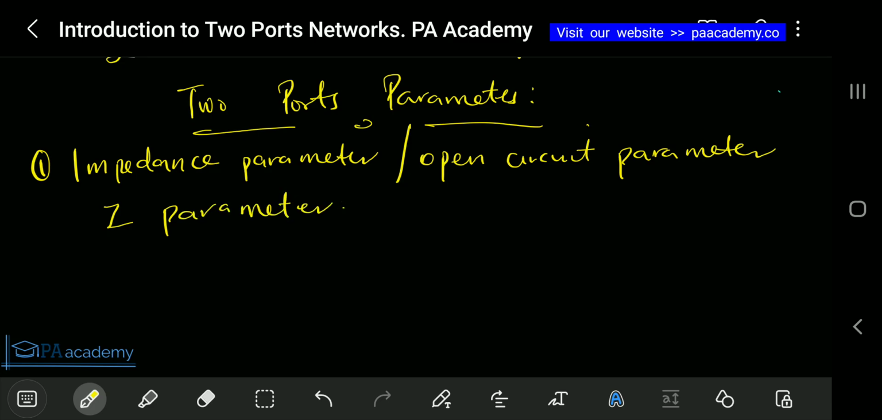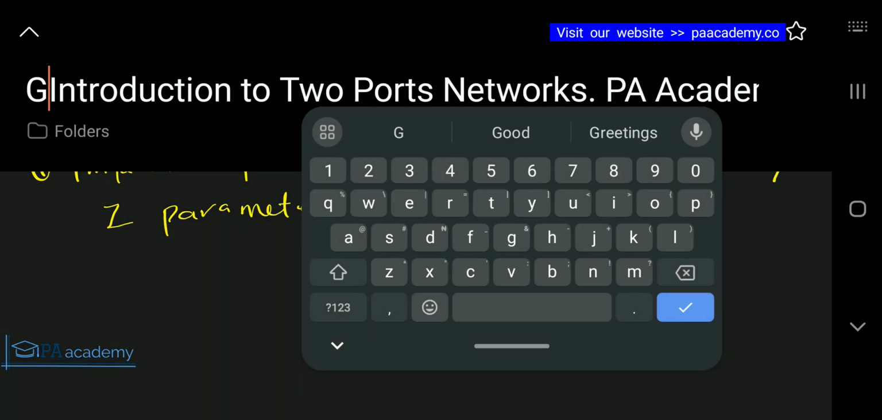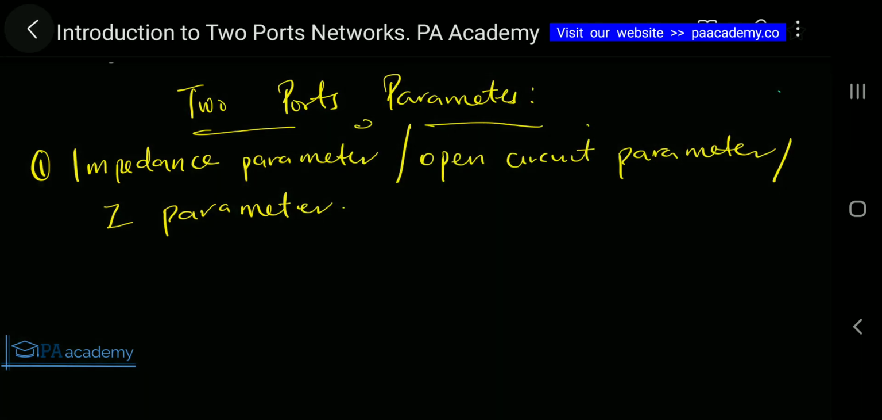You need to get yourself familiar with these three terms because a question can ask you, okay, find the open circuit parameter. If you don't know that the open circuit parameter is also called the Z parameter, you might be confused about what they are talking about exactly. Some might even tell you, okay, find the impedance parameter, and maybe you only know it to be called the Z parameter. Exactly. So you need to get yourself familiar with all of this.